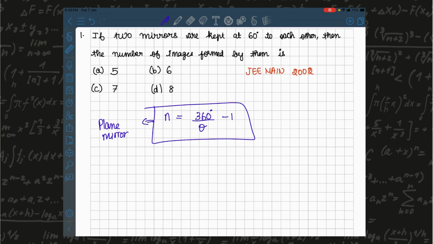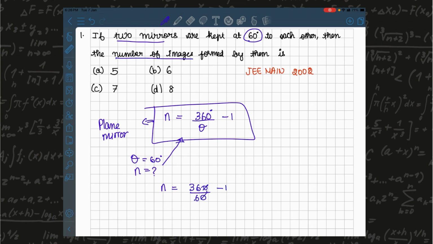So what is the information that they have given in the question? They have given us that two mirrors are kept at 60 degrees. So theta is 60 degrees. Now they are asking for the number of images, n. Directly substitute this information into the formula. So n is what we have to find out. So n is equal to 360 divided by 60 minus 1.